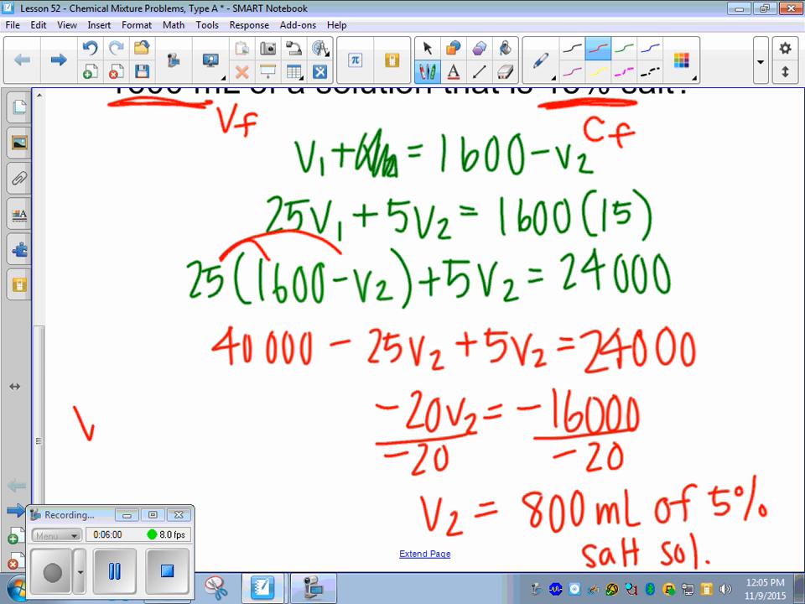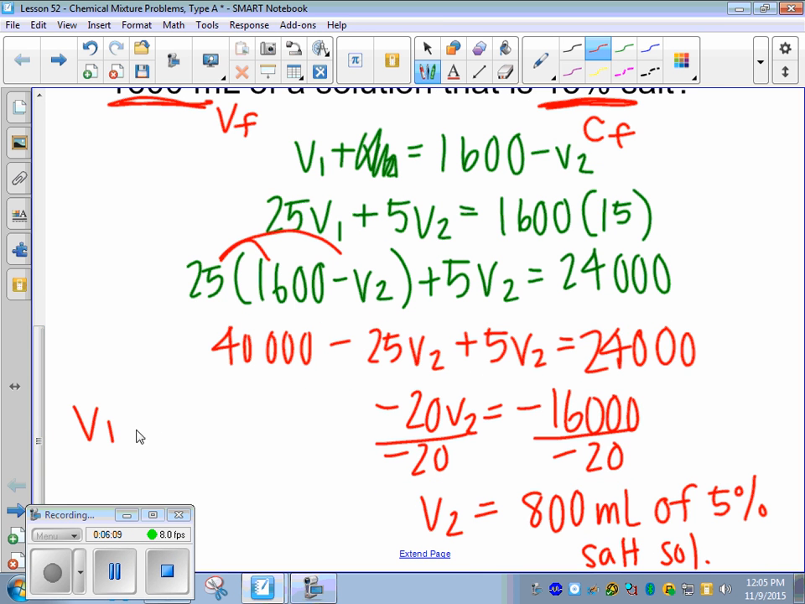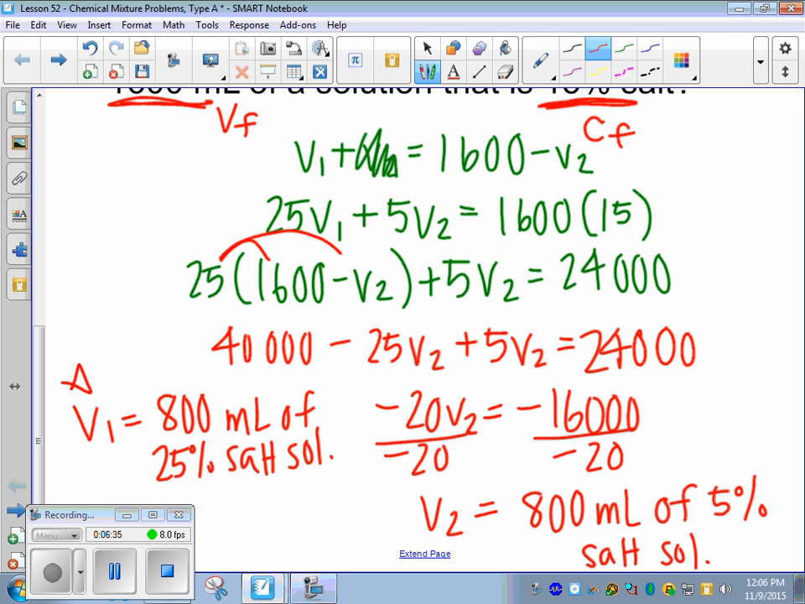So we have V2, and we also can get V1. Our first equation was that V1 plus V2 is 1600. And if I have 800 for V2, my V1 also has to equal 800 because they need to add to 1600. So 800 milliliters of my first concentration was 25%. So of 25% salt solution. A little bit longer of a label, but you need to make that big label every time. So this one, we sometimes do get that they are the same volume, so don't be scared if you get the same thing. And those are our answers.